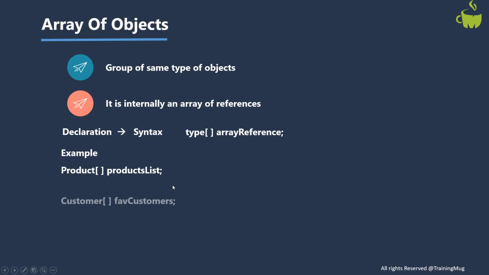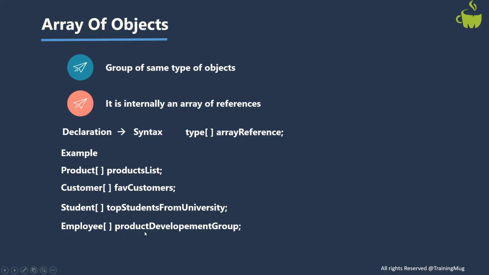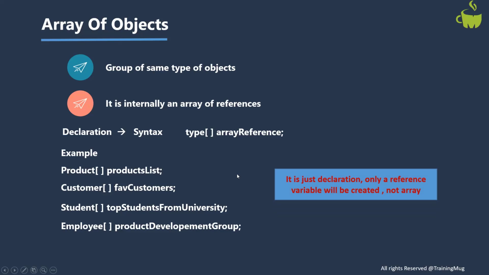Similarly, if you want to create an array of customers, Customer is going to be a class, and the array declaration is favoriteCustomers. Like that, an array of students, topStudents from a university, and an array of employees, productDevelopmentGroup. Now a very important point is that this is just an array declaration. Only a reference variable which can point to an array gets created, but not the actual array. This is the same thing we discussed in our array of primitives concepts.